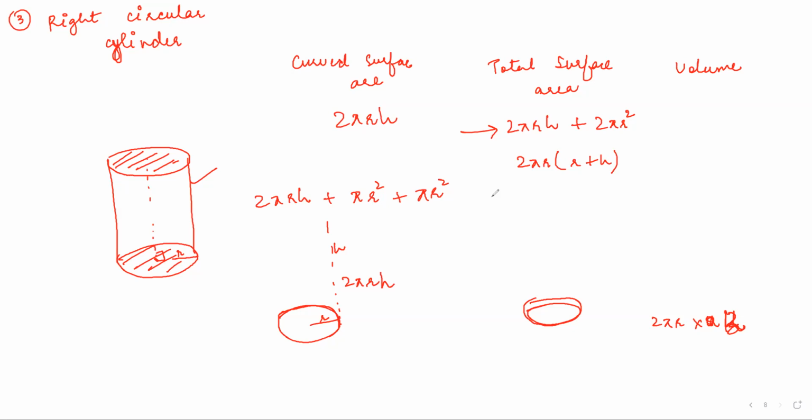Now volume. Volume is the area of the base, that is pi r square, multiplied by the height, that is h. So this is the volume of the right circular cylinder. You can make a figure where you show the height is h and the radius is r.